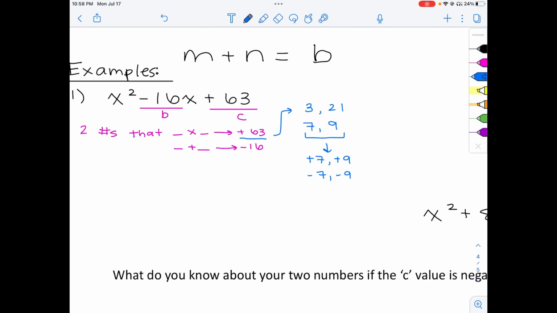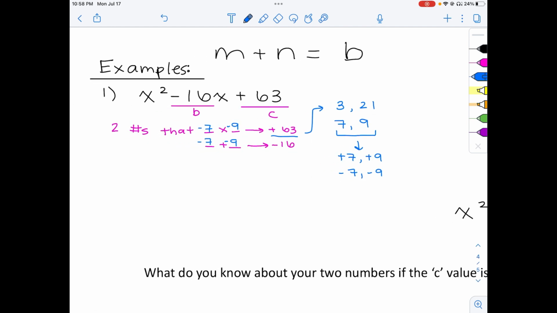And then I'm going to check and see what is happening here. So let's say I put them in over here. So if I have positive 7 times positive 9, that would give me positive 63. However, positive 7 plus positive 9 would give me positive 16, and that's not what I want. So that means my only option left here is if these are negatives. Okay, so negative 7 times negative 9 would give me a positive 63. And negative 7 plus negative 9 would give me negative 16. So those are the two numbers that I want to use.